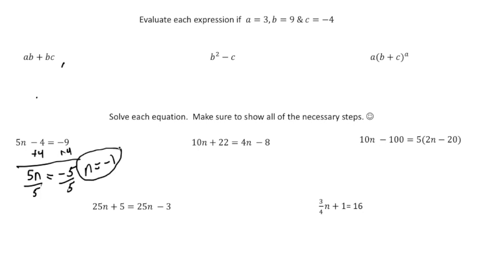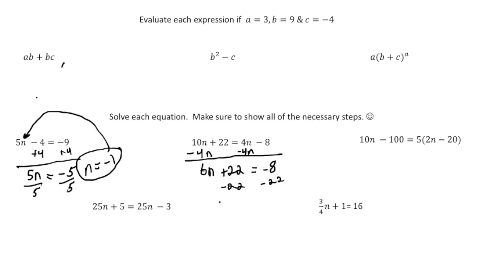Again, I recommend on the quiz, take a minute, take that negative 1, plug it in, and make sure it stays balanced. Alright, the next one we have a variable on both sides. So I'm going to subtract 4n from both sides. So now we have 6n plus 22 equals negative 8. Now I'm going to take away 22. And we have 6n equals negative 30. And then divide by 6. And n is going to equal negative 5.